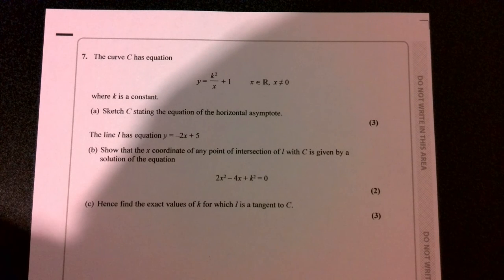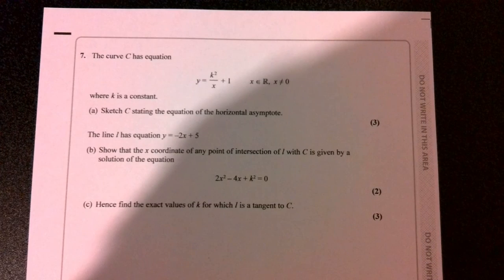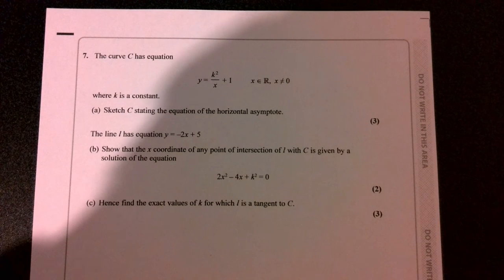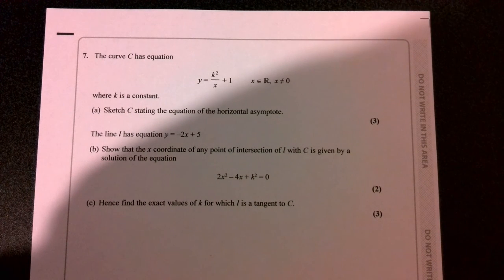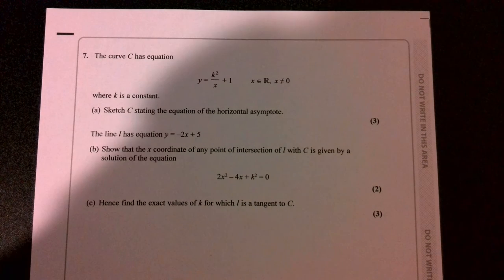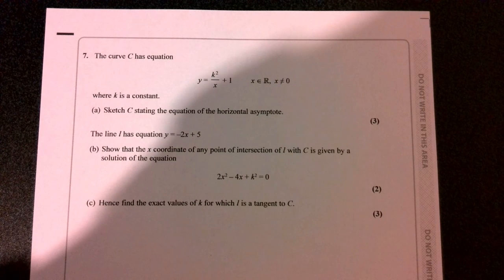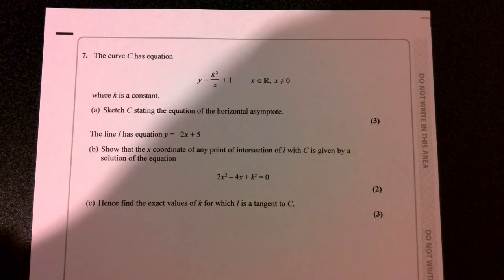Okay. Question 7. The curve C has equation y equals k squared over x plus 1, where x is a real number and x doesn't equal 0. K obviously here is a constant. Now we have to sketch C stating the equation of the horizontal asymptote.